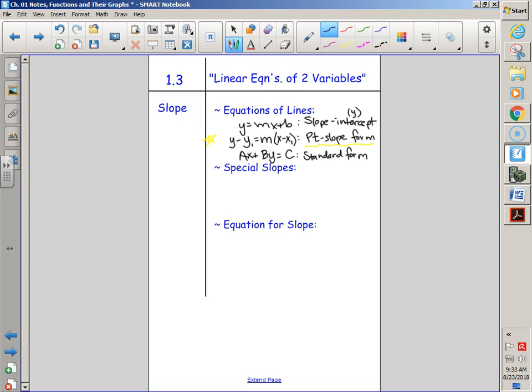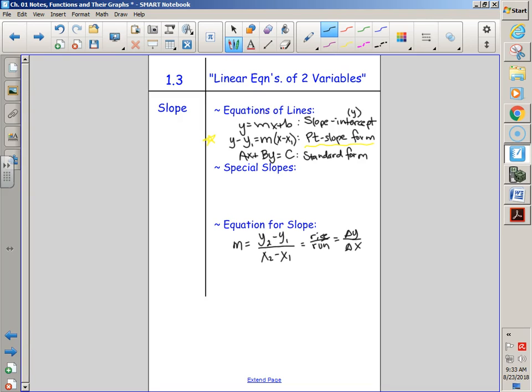Let's talk about point-slope form for a second, though, because what's the equation for slope? Rise over run, which is the same thing as? There are some different notations for that. You could make that rise over run. That's totally fine. You could also make that delta y over delta x, change in y over change in x.